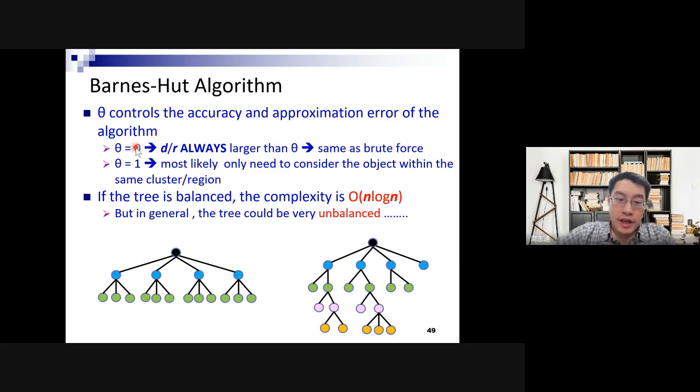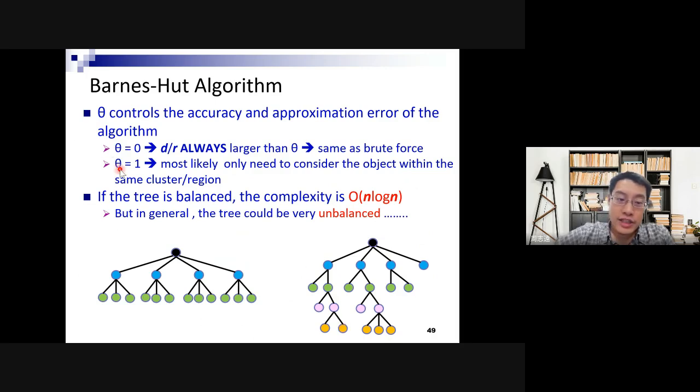And theta, as we mentioned, is a parameter. If theta is smaller, it's harder to approximate the objects into a cluster. So if theta equals 0, you will never meet that condition until you traverse to the leaf. So actually, you cannot reduce any objects, and your time complexity will not be reduced. The overall computing time probably even increases because you have to build this tree and traverse this tree.